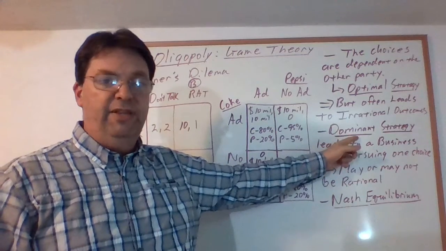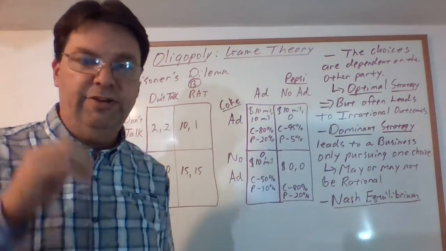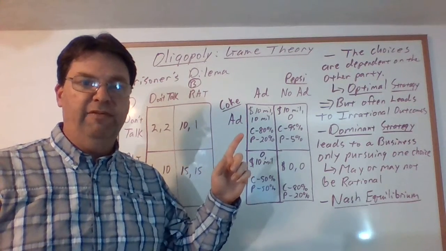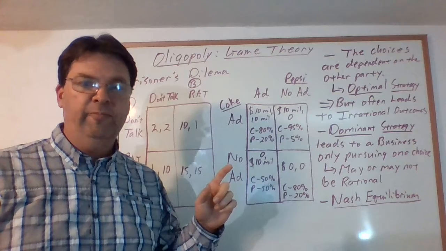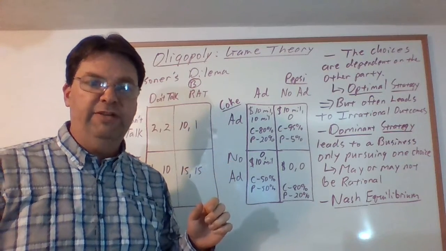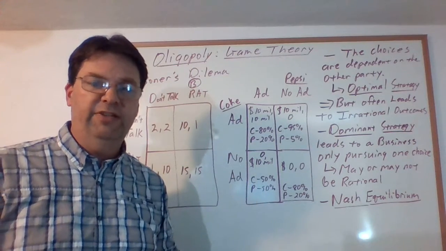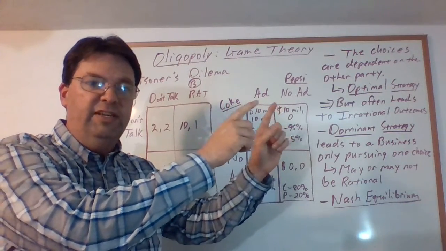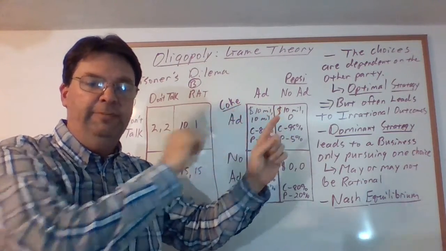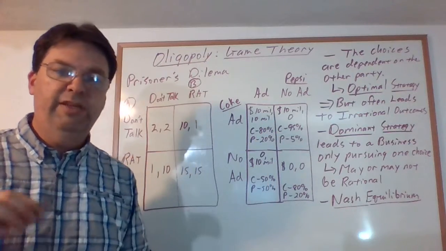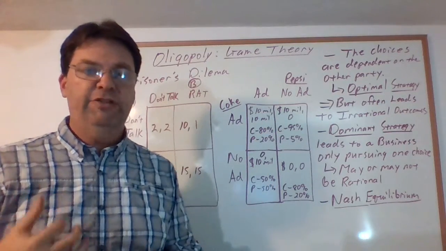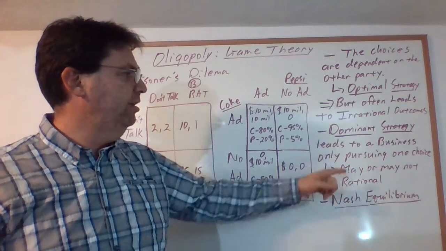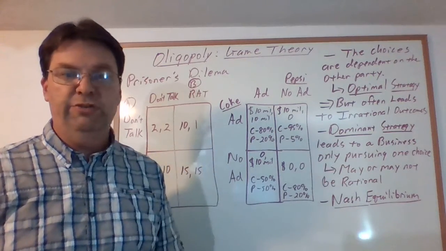So sometimes, though, there's a dominant strategy. And this occurs in business. Sometimes business people have just ad or no ad. Their dominant strategy is just always advertise. And so we know what they're going to do, so the other business can then make a choice between ad and no ad. And usually when that occurs, you have much more rational outcomes. Okay? So it usually leads to a business only pursuing one choice.